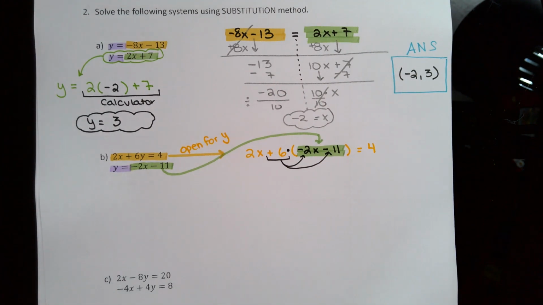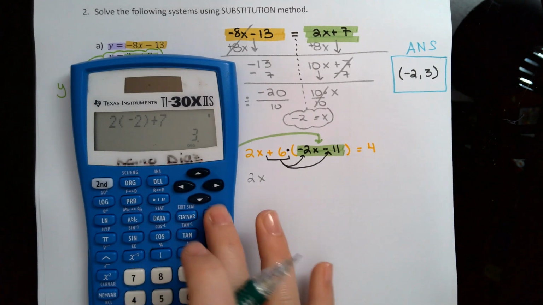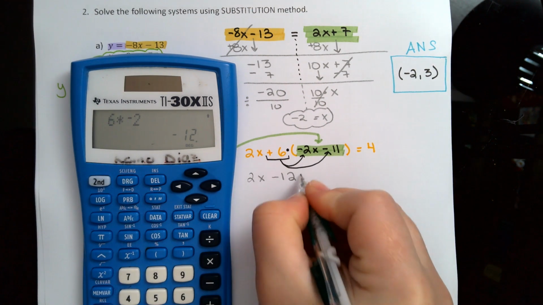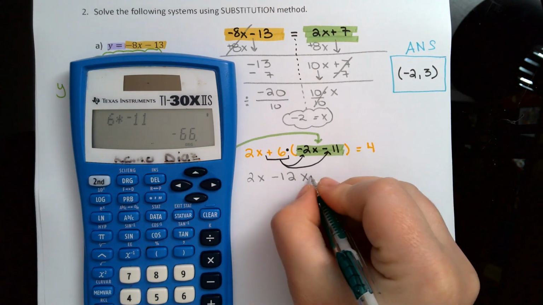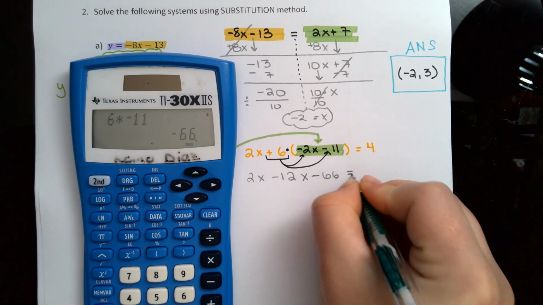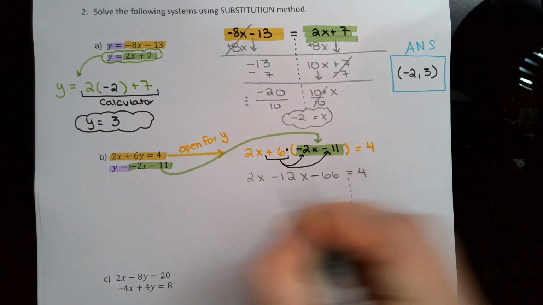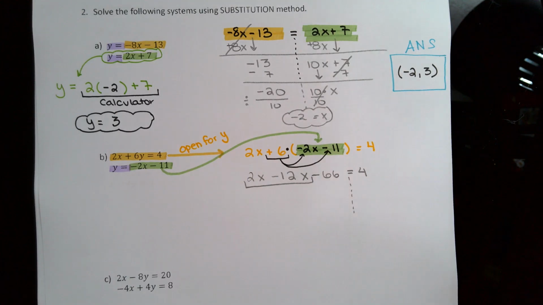So that means we are going to be using a distributive property to distribute that positive 6. That means we have 2x. This is a positive 6, so positive 6 times negative 2 is a negative 12 x's. Positive 6 times a negative 11 is a negative 66, and that's equal to 4. Combining like terms, dotted line. We have 2x's minus 12x's. That gives me a negative 10x.